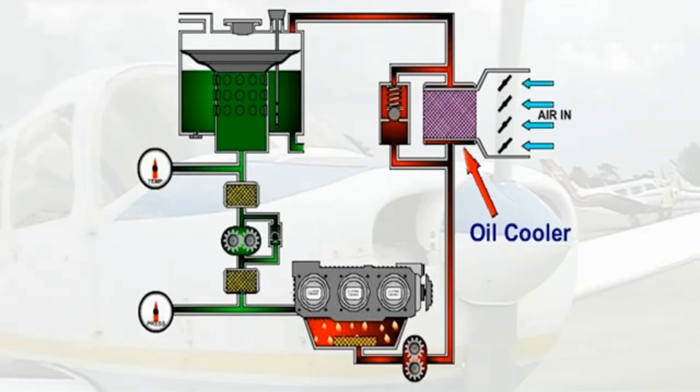Engines of higher power can have shutters fitted to the oil cooler. These are used to control the flow of air through the cooler. They can be manual or automatic in operation.